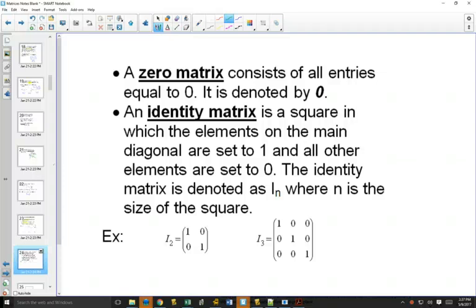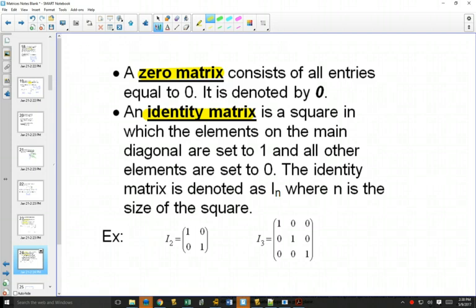So we make a 0 matrix where everything is zeros. You can denote it with a bold 0. If you can't bold, you can underline it or something like that. And an identity matrix, now this one is important and different, because if I just didn't show you the definition and said the identity matrix, you'd be like, yeah, I don't know what that is.